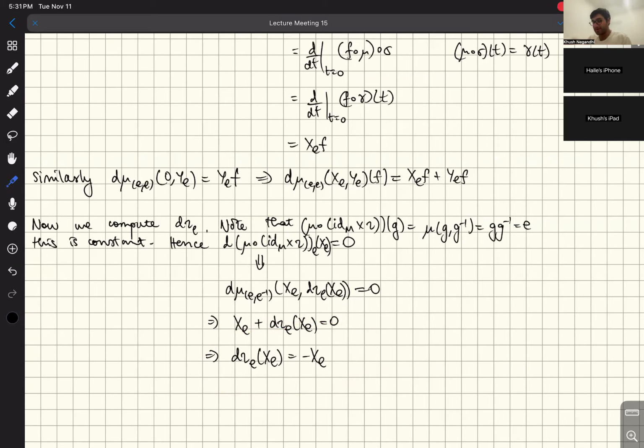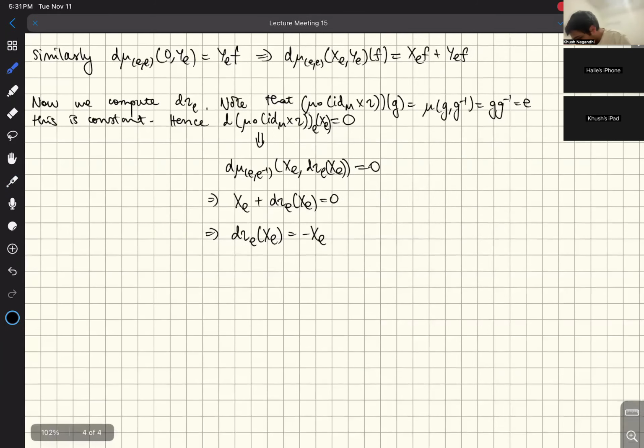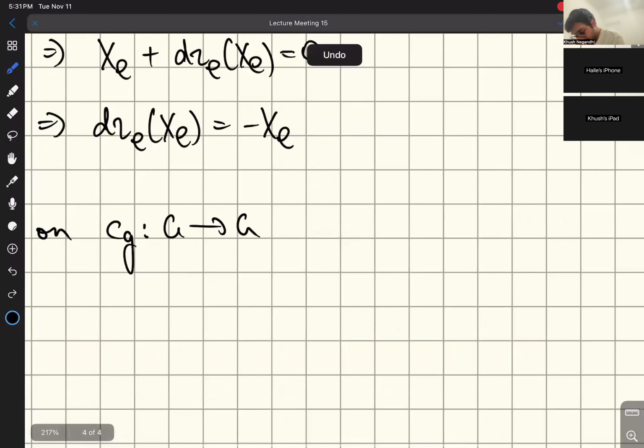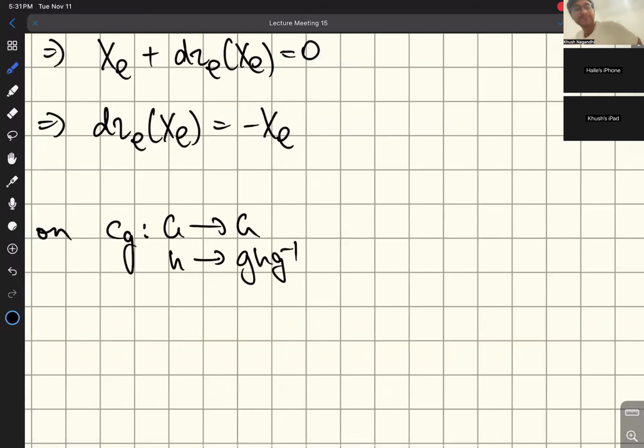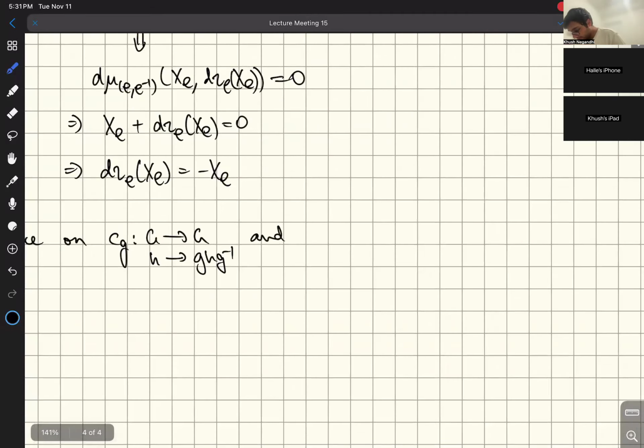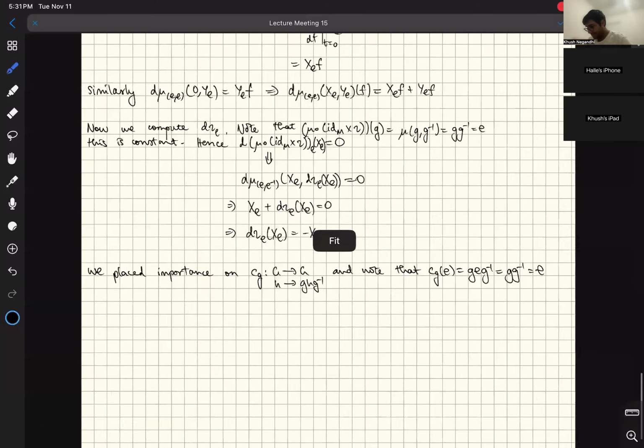Now, why do I look at this? It's because if you recall, we placed a lot of importance on the conjugation map. It takes in an element H and gives you G H G inverse. And note that C_G at e is e. Why? Because this is G times G inverse, which is e.